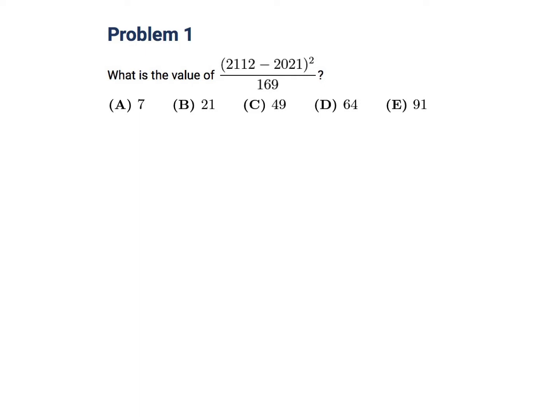Well, it looks like we can do this with the calculator, but we're not allowed calculators, so I guess we have to do it manually. So we've got that on the top and this on the denominator, and that's all squared. That becomes 91 squared over 169.